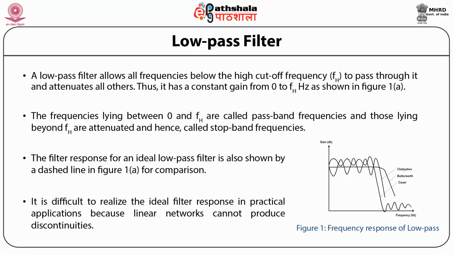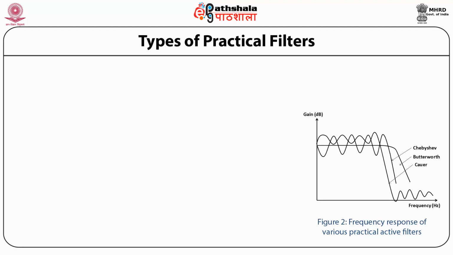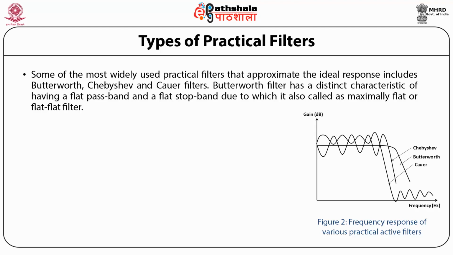However, it is possible to obtain a filter response that approximates the ideal one by using high-speed op-amps, special design techniques, and precision components, etc. Let us discuss the types of practical filters. Some of the most widely used practical filters that approximate the ideal response include Butterworth, Chebyshev, and Cauer filters.